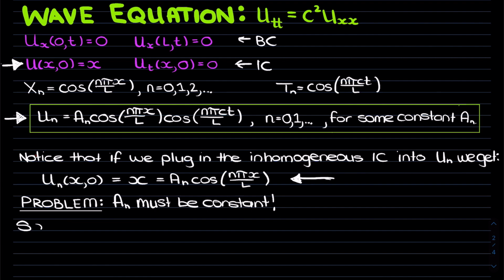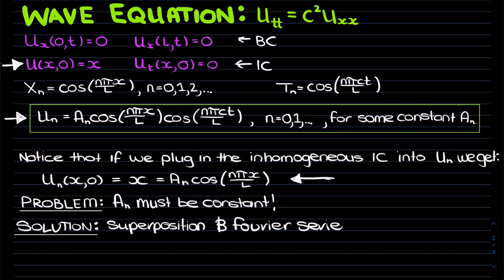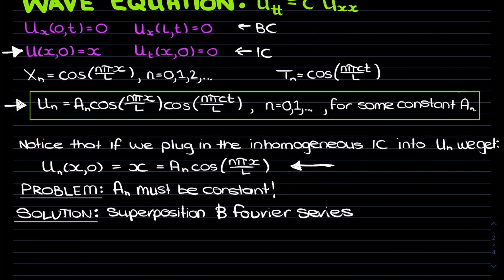Now the solution to this is to use the superposition principle and a Fourier series. There are other videos out there on YouTube and around the place that go into more detail on what the Fourier series is, but really quickly it's just a way to decompose something, a function, say x, into sine and cosine functions, which is what we want.